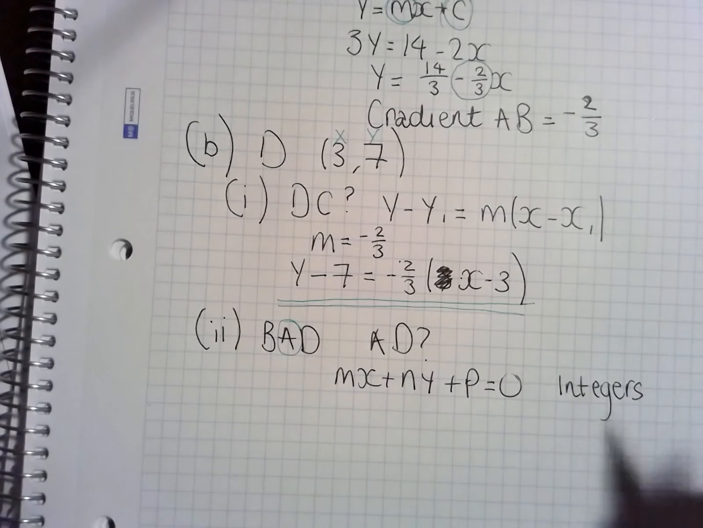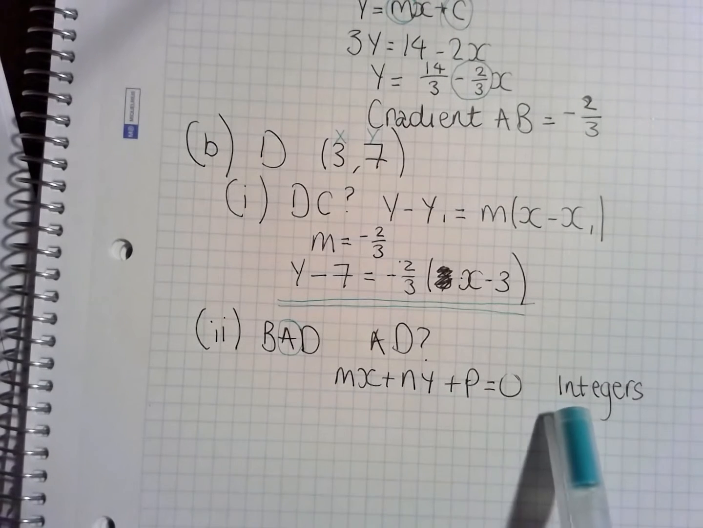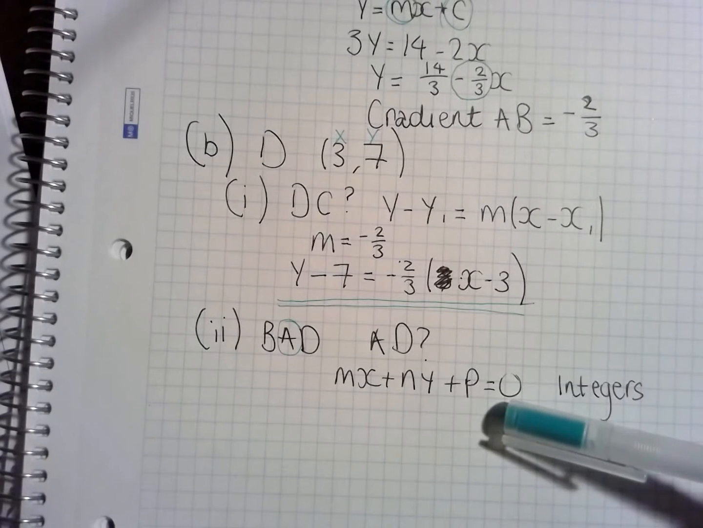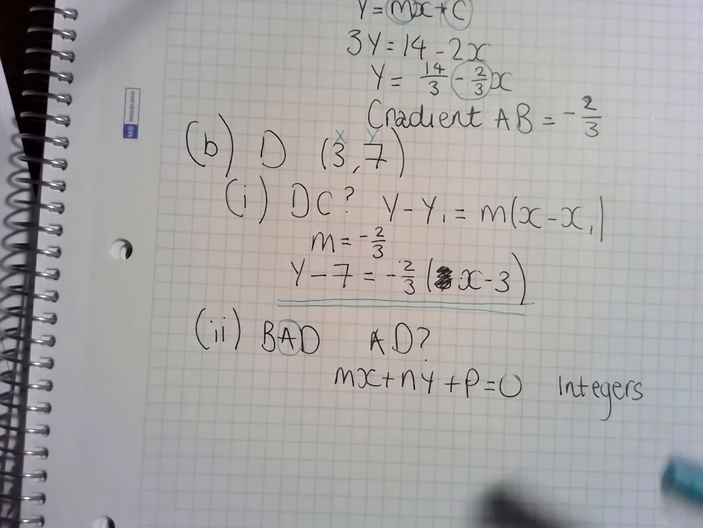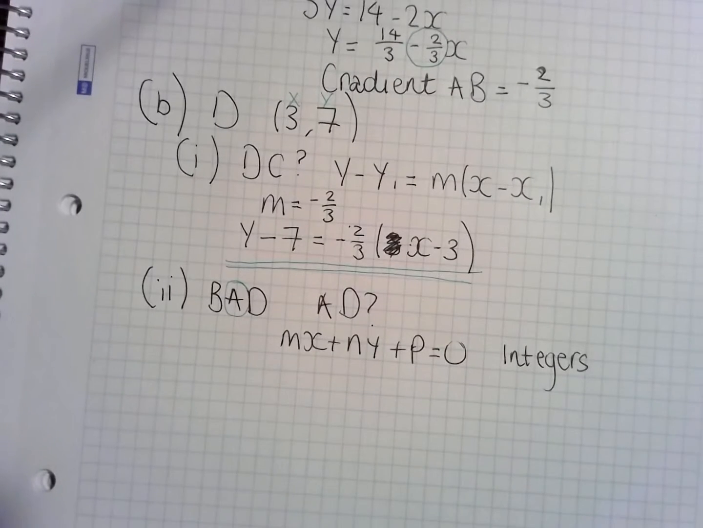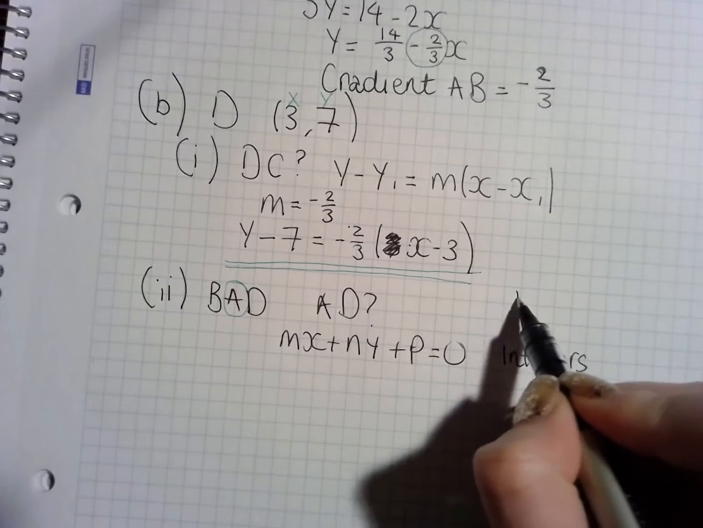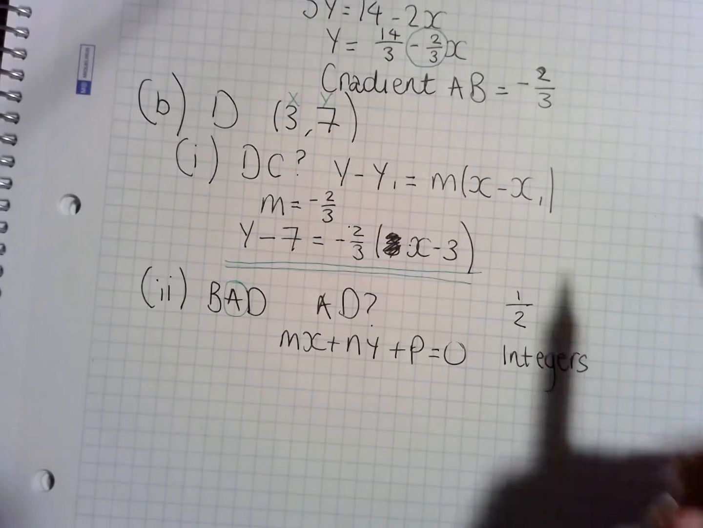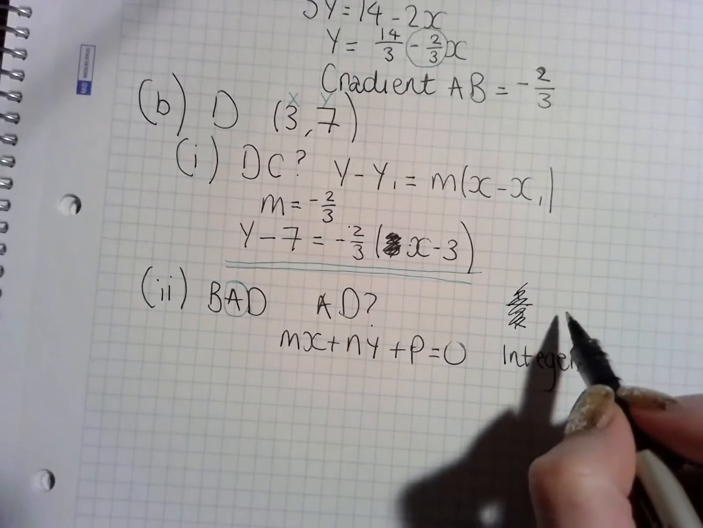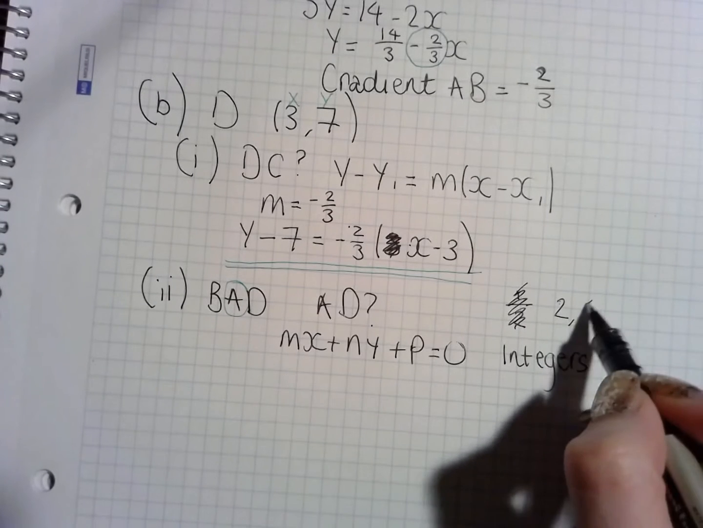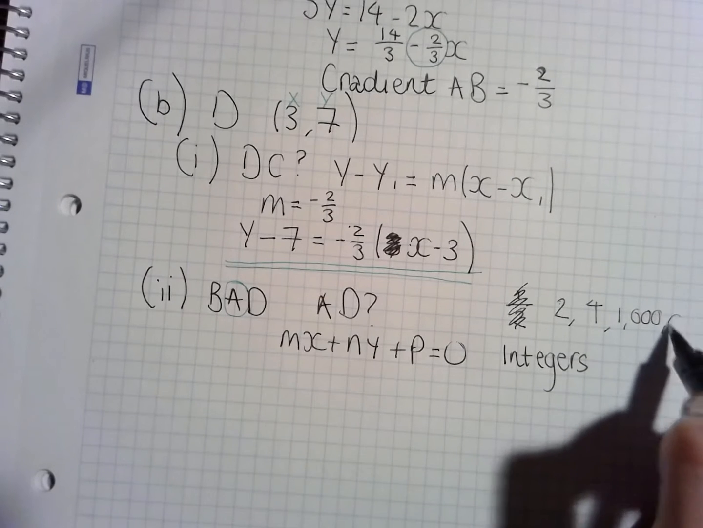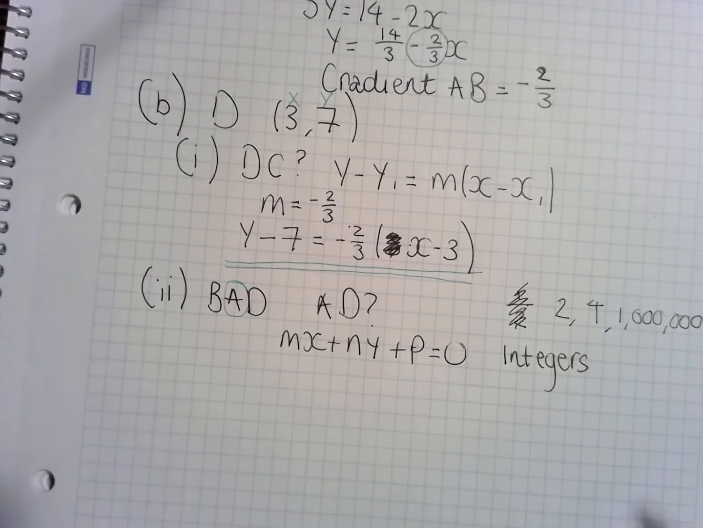Right. For a start, don't let this part scare you. This basically just means that they want you to manipulate it to look like this, with n, m, and p being integers. Integers just literally means whole number. Don't overcomplicate that in your head. For example, 1 over 2 isn't an integer because it's not a whole number. It's half a number. An integer is a number like 2 or 4 or even 1 million.